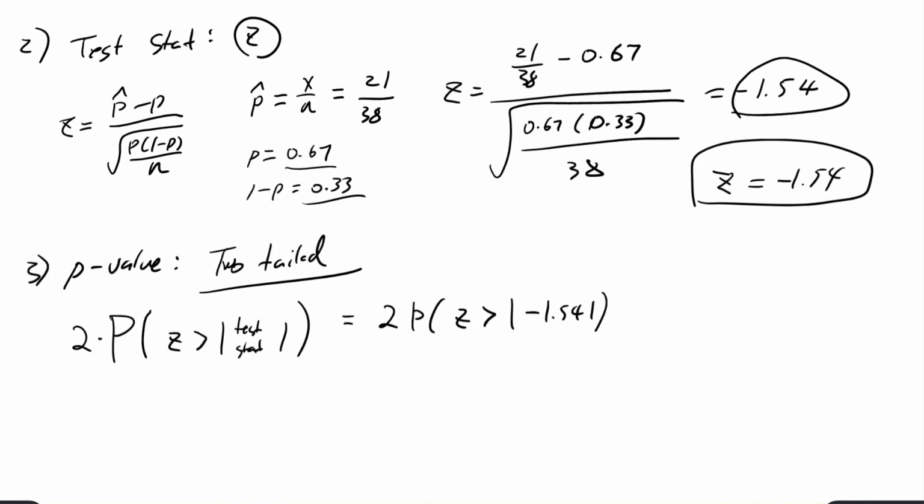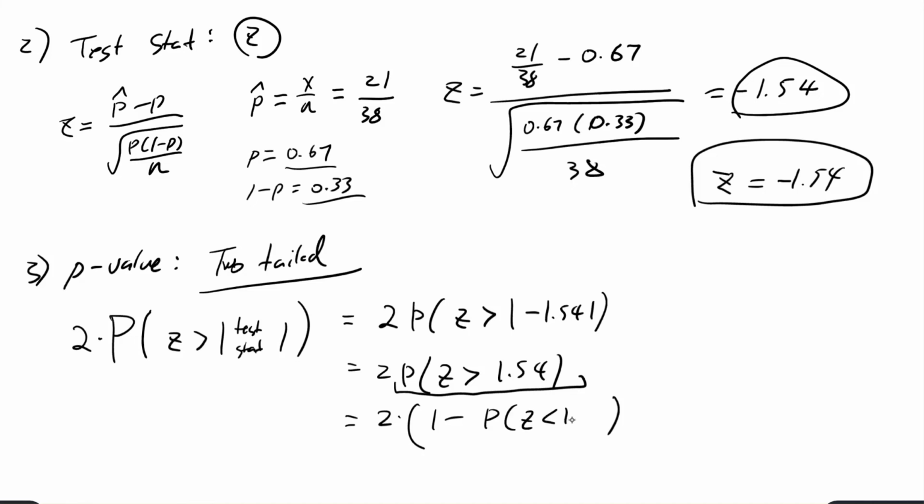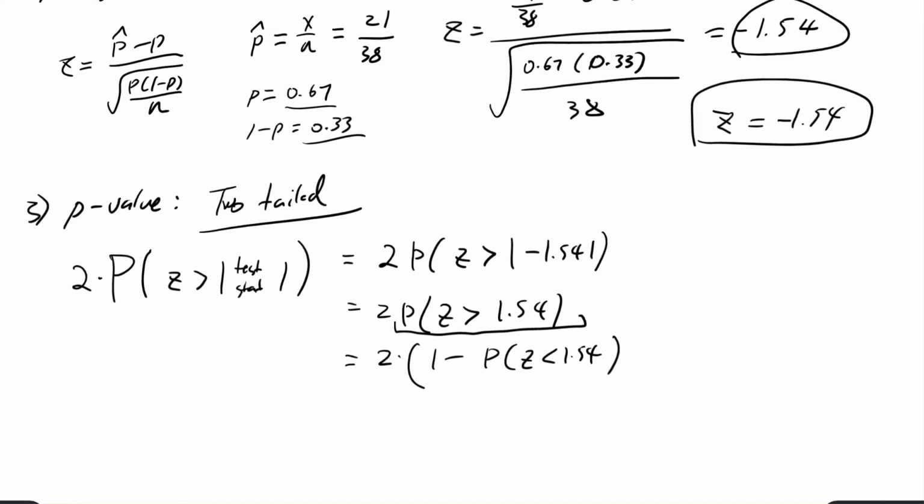Since it's absolute value, it will be positive 1.54. Take the absolute value of negative, it becomes positive. And 2 times this portion right here is greater than, which is the same as 1 minus the probability z less than 1.54. So now we can find this value from the z table.